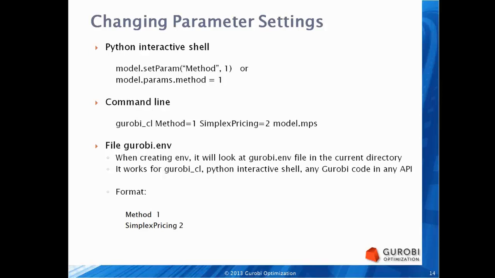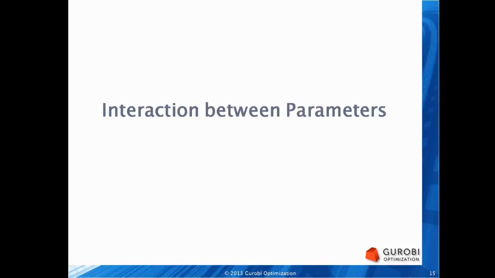In the current directory, gurobi.env file. And the format is each line has the parameter name, then space, then the value you want to change. And then here, the second line is simplex pricing, then space 2. Then you change the simplex pricing to Devex. 2 means Devex.